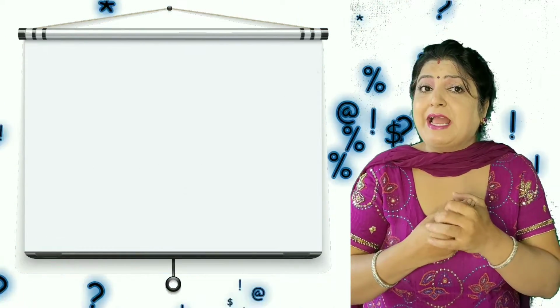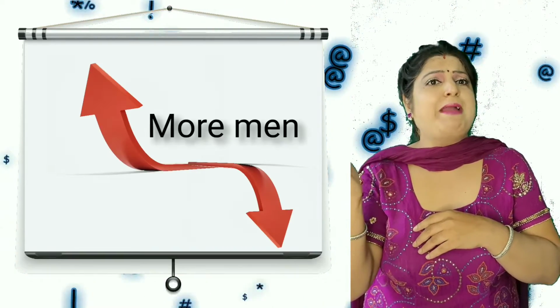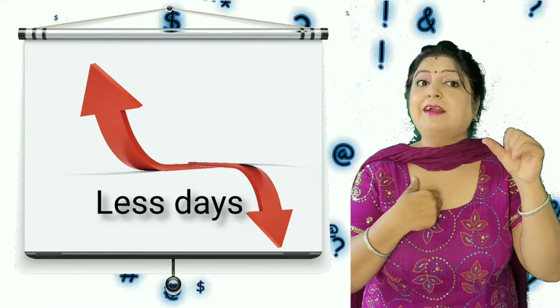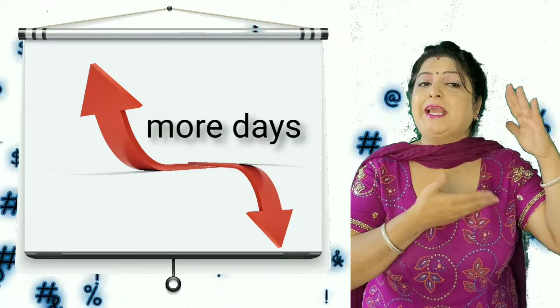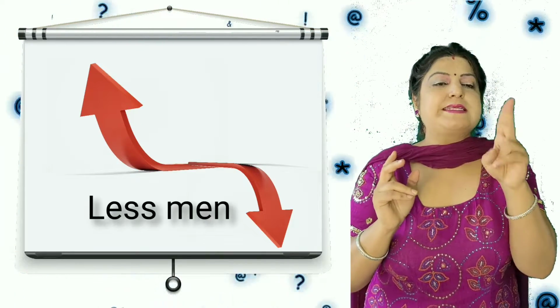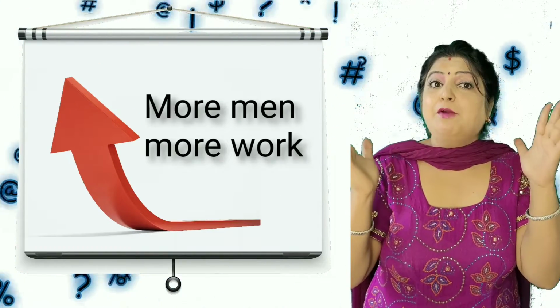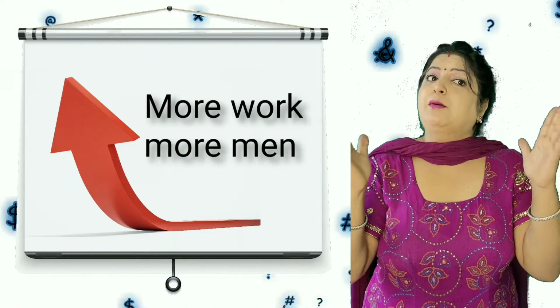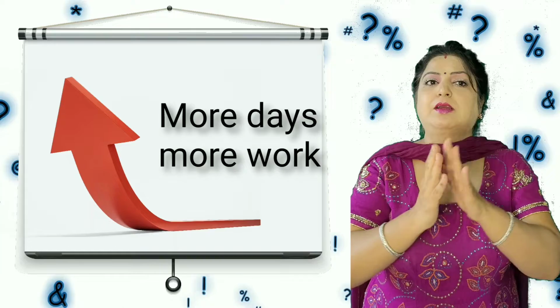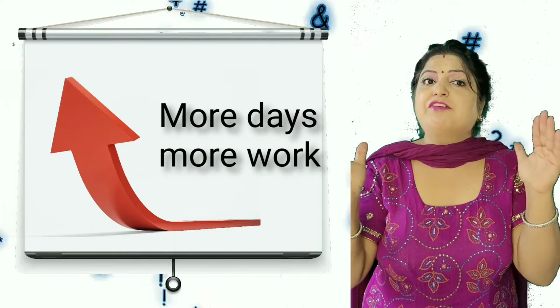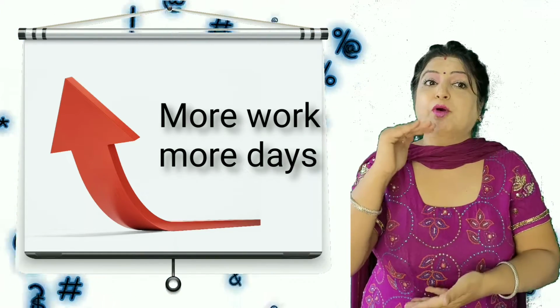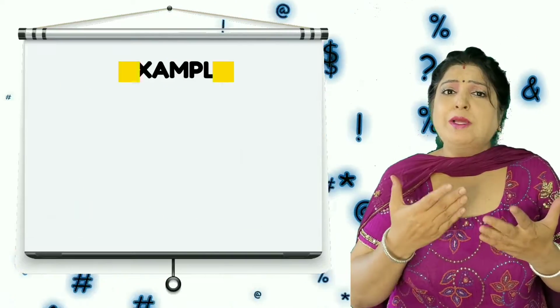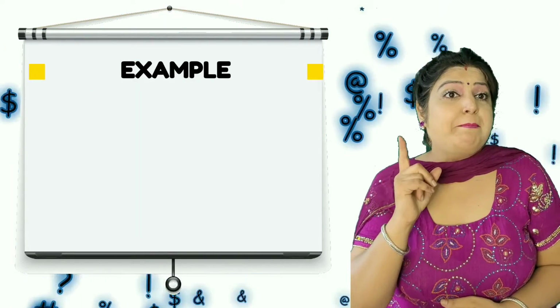We also derive first more men, less days, and conversely more days, less men. Second, more men, more work, and conversely, more work, more men. Third, more days, more work, and conversely, more work, more days. Now, let us see one example.